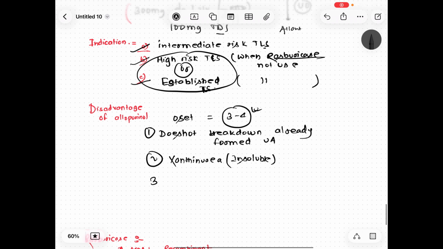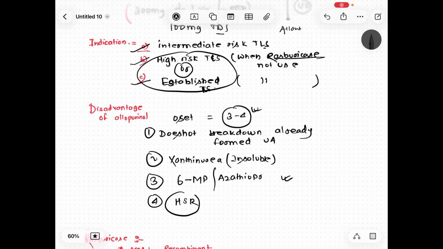Third one is that it has lots of drug interactions, especially with 6-mercaptopurine and azathioprine, so it needs dose reduction. The fourth one is that hypersensitivity reaction is very common. It is an important drug implicated in the pathogenesis of SJS syndrome.